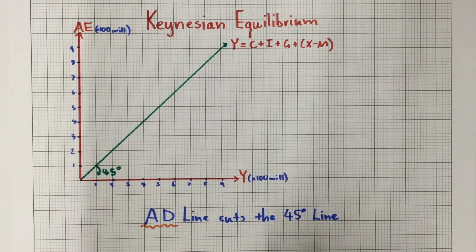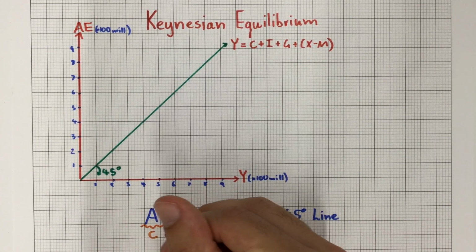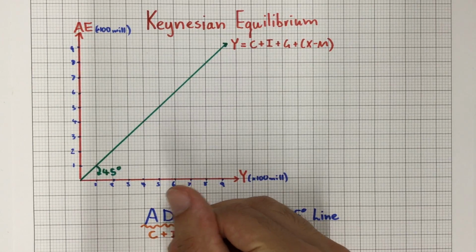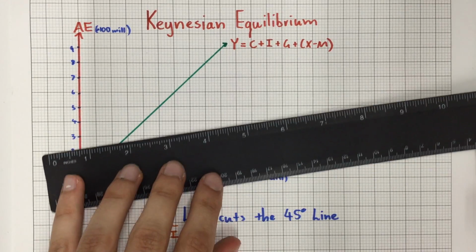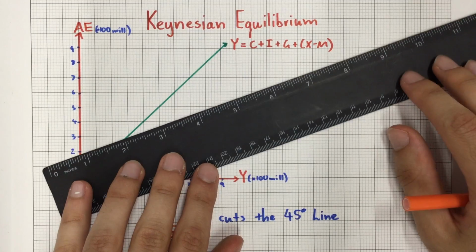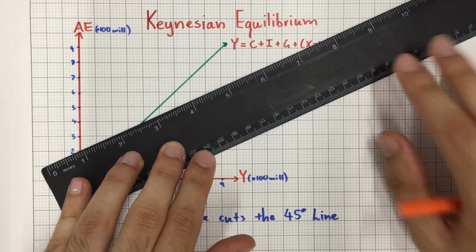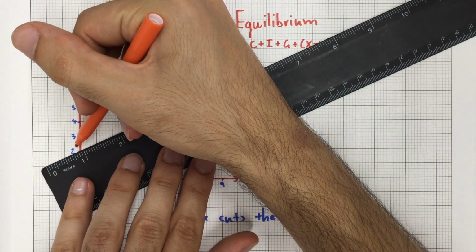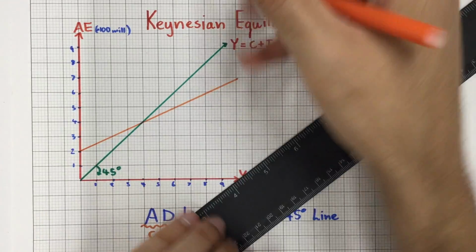Aggregate demand, for our purposes, will consist of consumption plus investment. Okay. Now we can plot that on our graph here. So if I just grab my ruler out, I'm just going to sketch that. Looks good to me. I'm going to sketch a consumption line to start with. Here we go. The consumption line there.